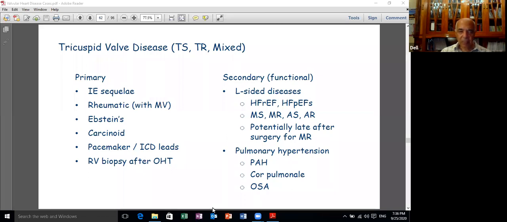So tricuspid regurgitation can be the outcome of long-standing pacing for several years, 5 to 10 years. They find that the patient is getting right-sided heart dilatation, tricuspid murmur, as well as jugular venous distension in systole. Also, right ventricular biopsy after orthotopic heart transplantation can be a cause of primary tricuspid regurgitation.